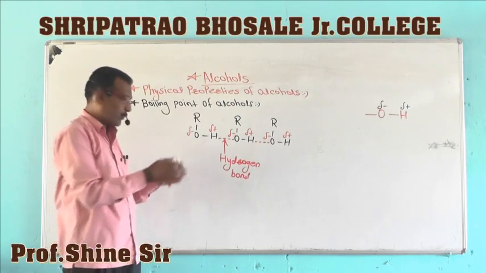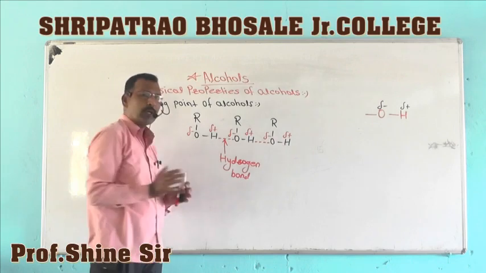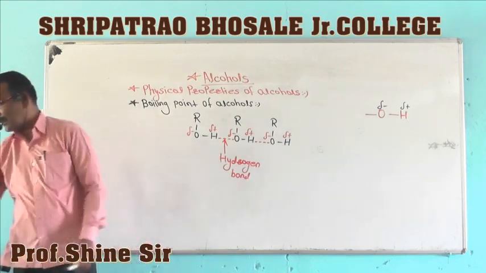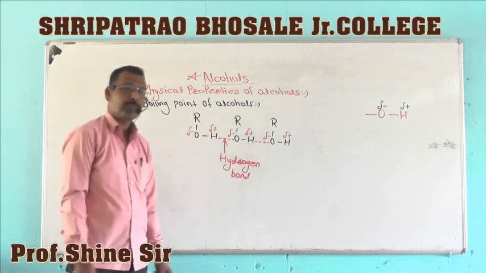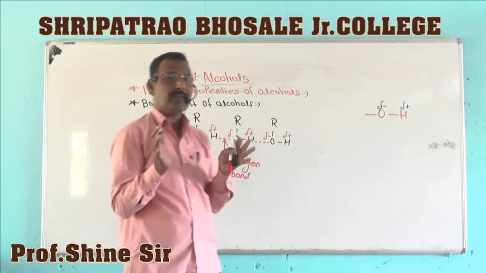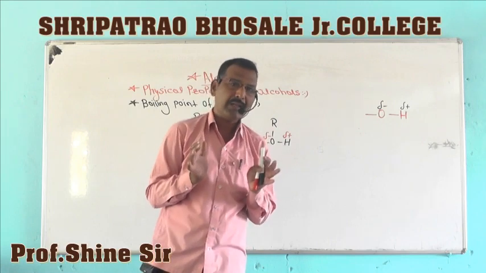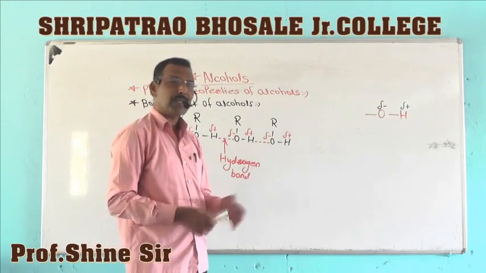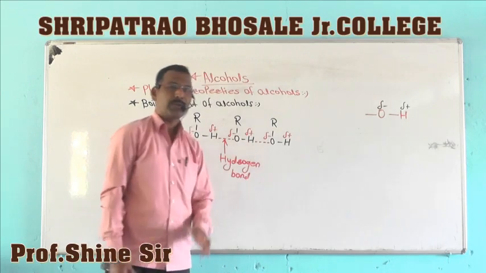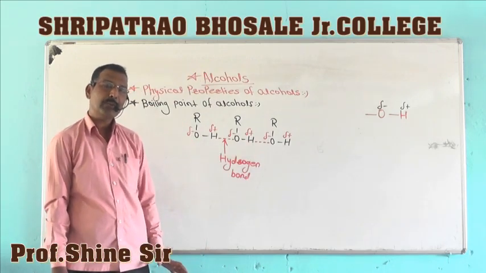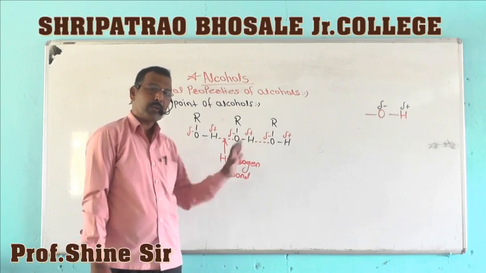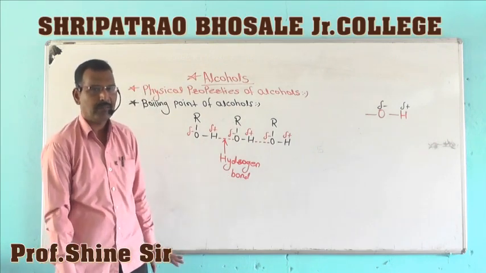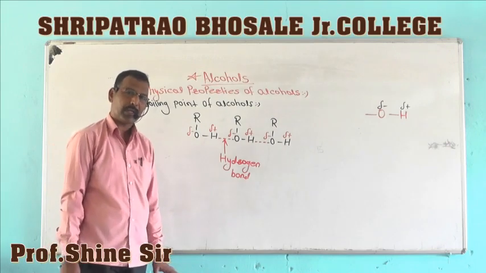Due to this hydrogen bonding, the alcohol molecules associate together. Do you know what an associated liquid is? Those liquids in which the molecules are held together by such hydrogen bonds are said to be associated liquids. So alcohol is an associated liquid. Benzene is not an associated liquid because it is non-polar.